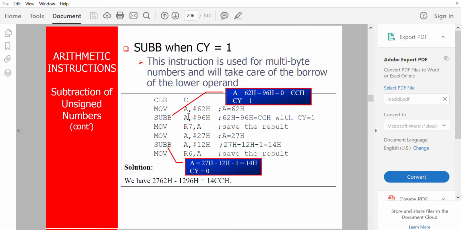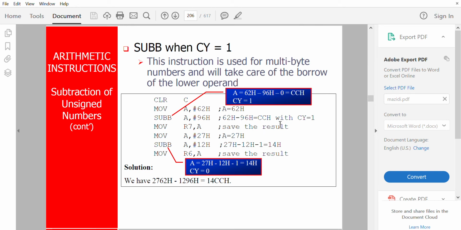And this value, that is CC, the difference of the lower bytes, I'm moving to register R7. Why? Because I need the accumulator again to subtract the higher order bytes. Whatever is stored in the accumulator, I'm just moving it to a register. Here I have used R7. Then again the accumulator is loaded with the higher order byte, subtracted with 12, that is 27 minus 12, and the result I'm moving to R6.